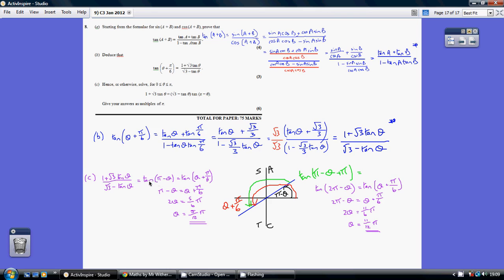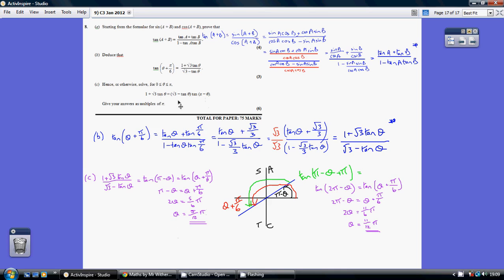Now we're seeing that tan(pi minus theta) equals this, but so does tan(theta plus pi over 6) equal the same thing from up here. So it stands to reason if both of these equal this, then they equal each other. So we're now just focusing on these two bits. Now tan something equaling tan something, obviously the two somethings are equal. So pi minus theta equals theta plus pi over 6. Simple algebra to rearrange, so add theta to both sides, take away pi over 6 from both sides, so we get 2 theta equaling 5/6 pi, giving us theta equals 5/12 pi.